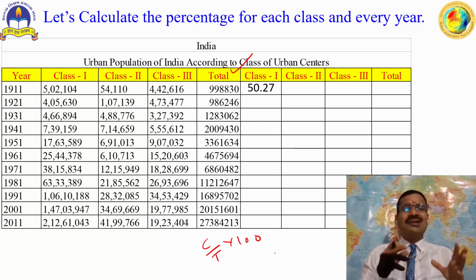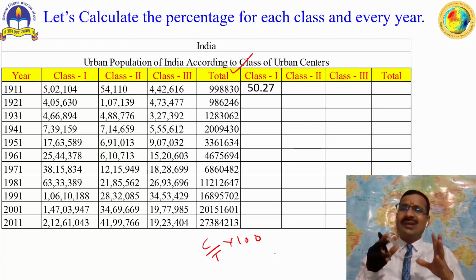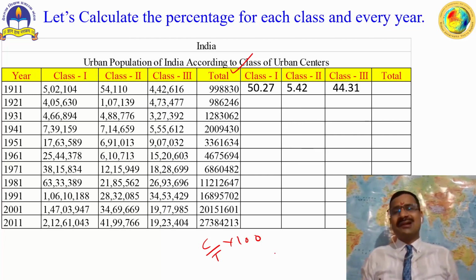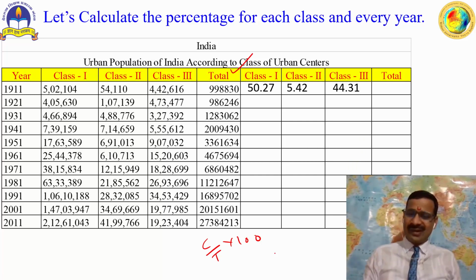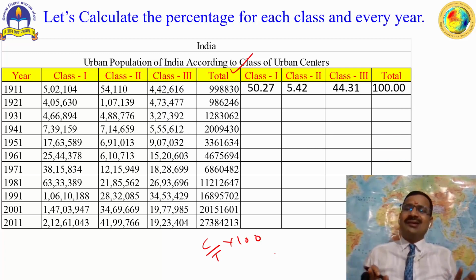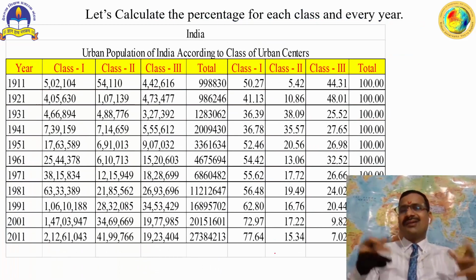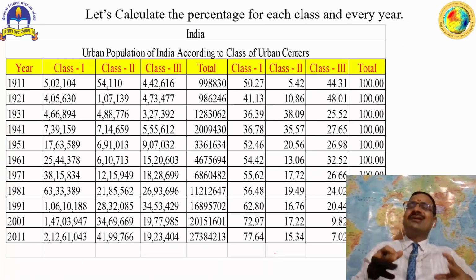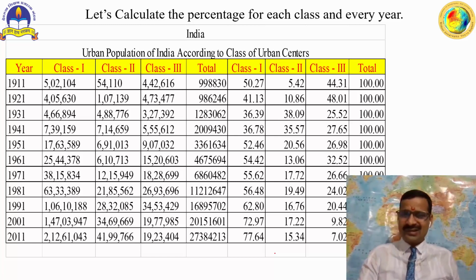In this example, for the year 1911, the percentage for class 1 cities is 50.21%, for class 2 cities it is 5.42, and for class 3 cities it is 44.31, and obviously the total should be 100. It should not be more than or less than 100. Here I have calculated the percentage for all the years and for all the classes of urbanization.